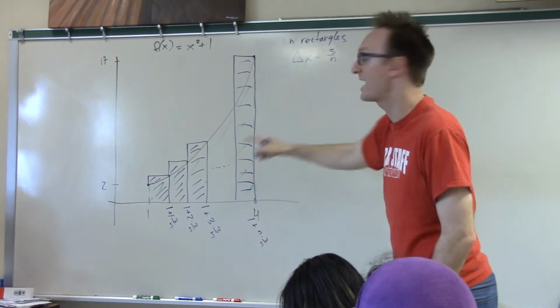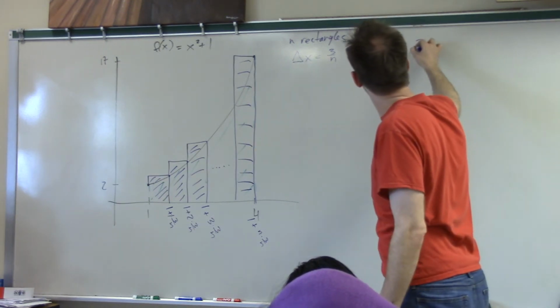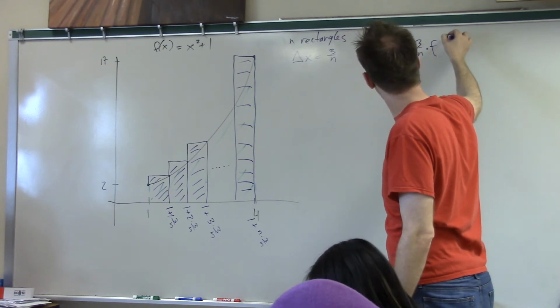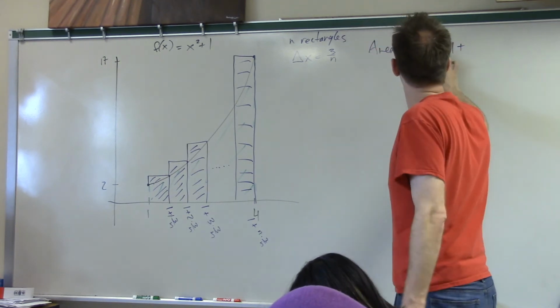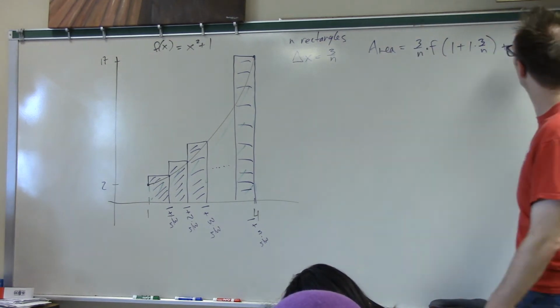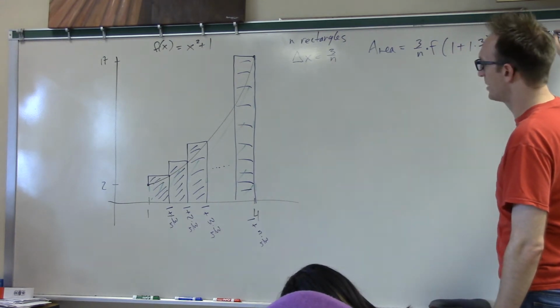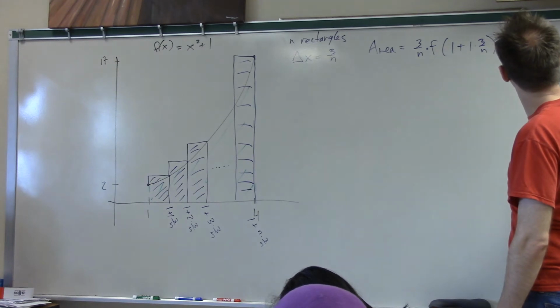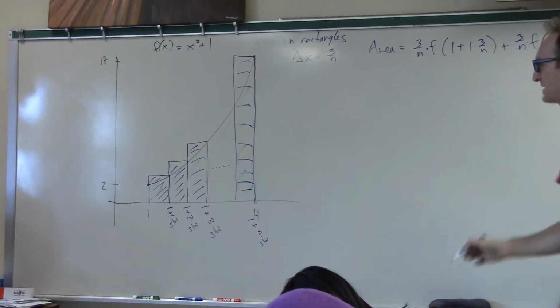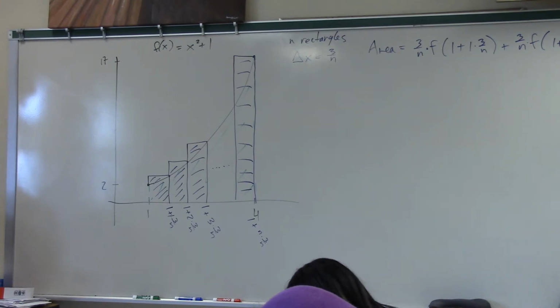Let's see. The first rectangle will have width 3 over n and height f of 1 plus 1 times 3 over n. And the second rectangle will have width 3 over n and height f of 1 plus 2 times 3 over n. And throw in some dot, dot, dots. The nth rectangle will have area, well the width is still 3 over n and the height is f of 1 plus n times 3 over n.